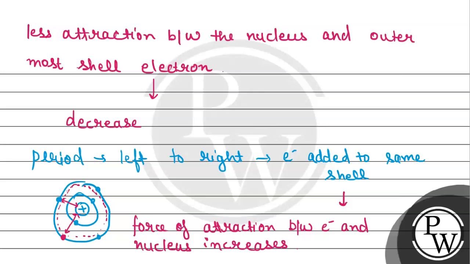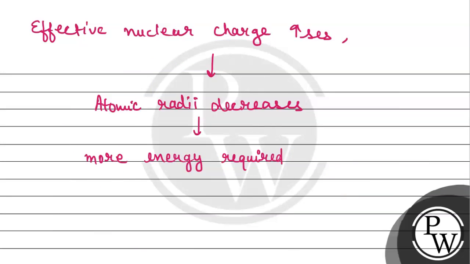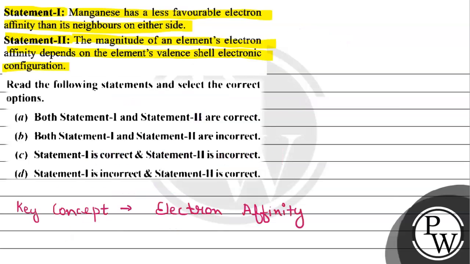which means we will check the amount of energy. Then in the period from left to right, the energy will be more required when we move from left to right. Hence we can say for group there is decrease in electron affinity, and in period there is increase in electron affinity. So this was about the concept.